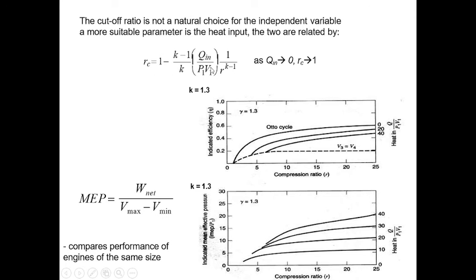this, with K of 1.3. This is the formula for the cutoff ratio. So the mean effective pressure is the net work over the maximum volume, or the total volume minus the clearance volume, or simply the volume displaced. So the net work divided by the volume displaced.